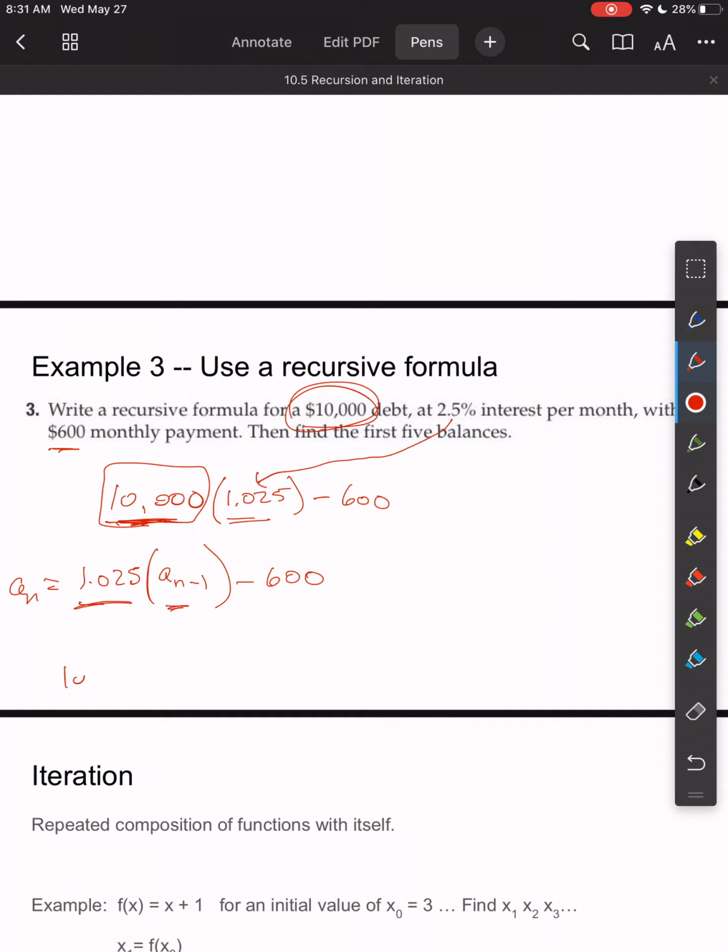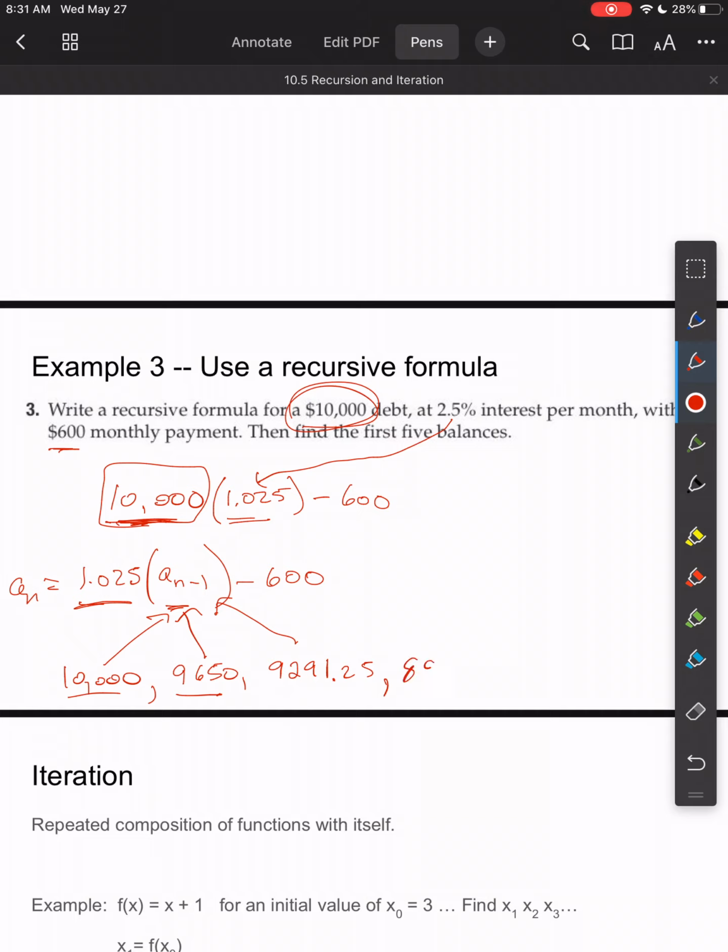My first balance is 10,000. Plug 10,000 in, take 10,000 times 1.025, subtract 600, and my next one will be 9,650. Then I plug that into my recursive formula: 1.025 times 9650 minus 600, and I should get 9291.25. Then you plug that one into this formula.